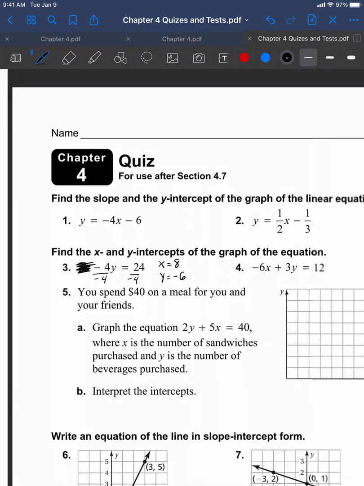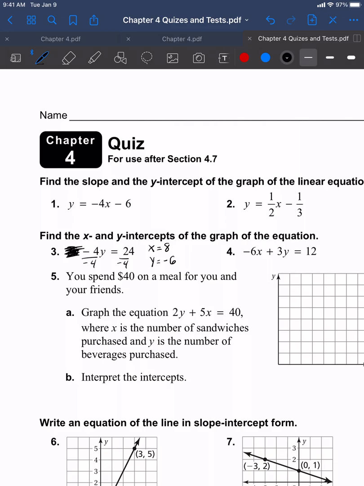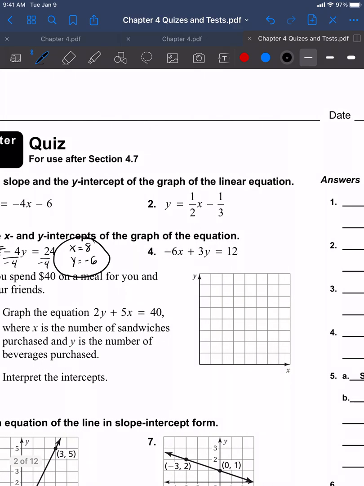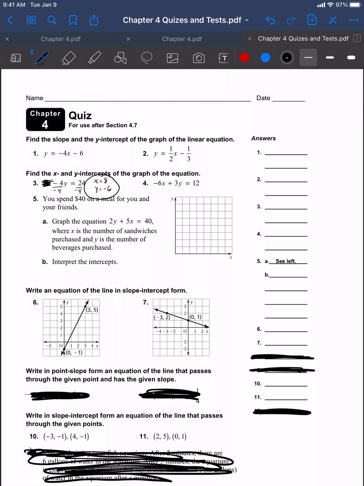Now, number 3 and 4 does not say to then go graph it. All it wants you to do is tell me what is the x-intercept and what is the y-intercept. That is it. Okay? So that's your answer for number 3. Number 4, do the same thing. To find the x, you plug in a 0 for the y. To find the y, you plug in a 0 for the x. Okay? Any questions on those two? All right, we'll move on.